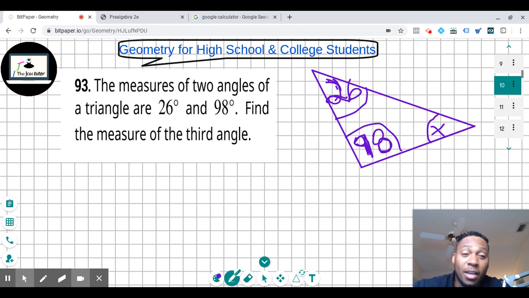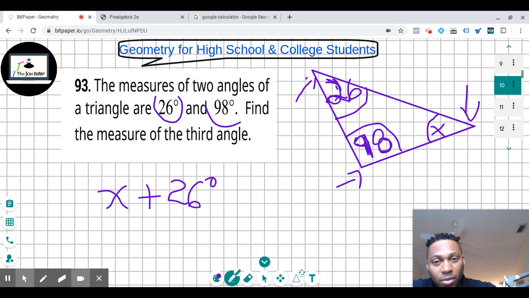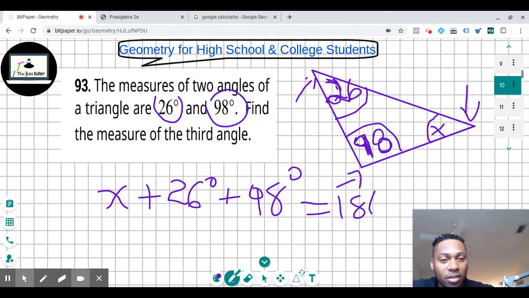So that means inside of the triangle there are three angles. One corresponds to this vertex, one corresponds to this vertex, and one corresponds to this vertex. So the three angles, three sides. The sum of the angles is 180 degrees. So what we say is x plus the one that's 26 degrees plus the one that's 98 degrees is equal to 180 degrees.